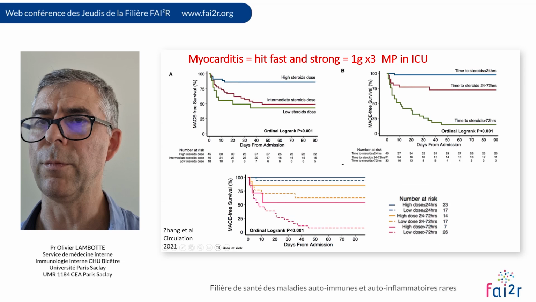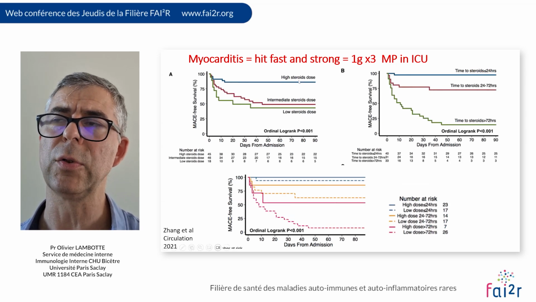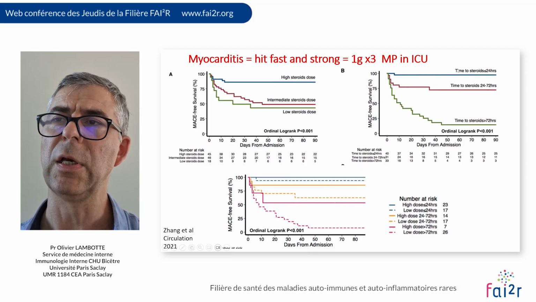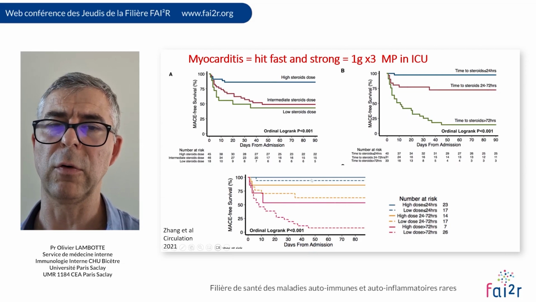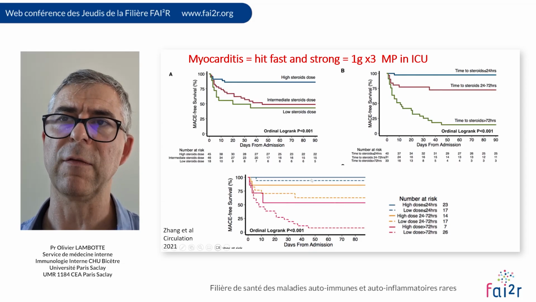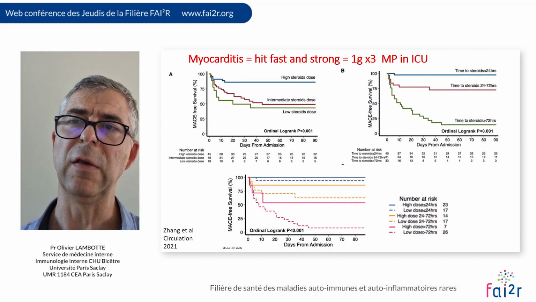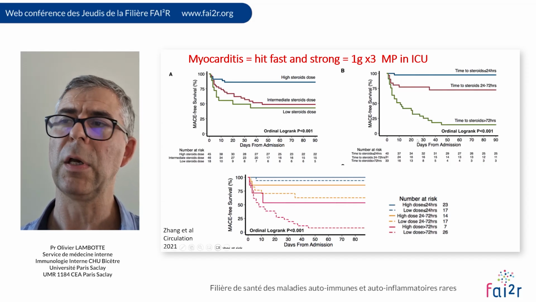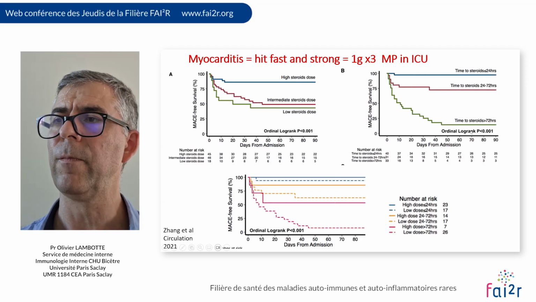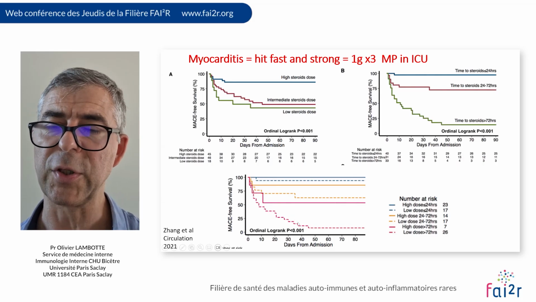This slide is very important. It gives you the evidence that if you give high steroid doses fast, in the first 24 hours of diagnosis, you get a very good survival. So today, for me, all the patients with myocarditis must first have 3 boluses of methylprednisolone. In contrast, if you give low dose of steroids, less than 1 milligram per kilogram, and with a delay, the burden of mortality is very high.